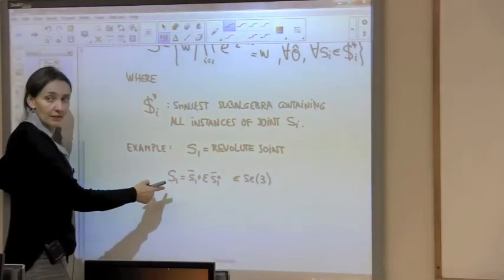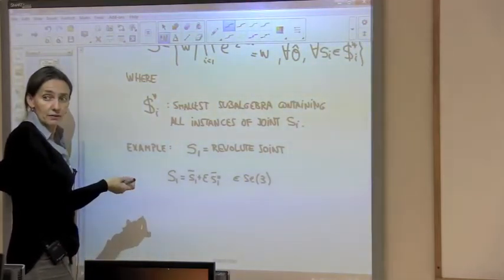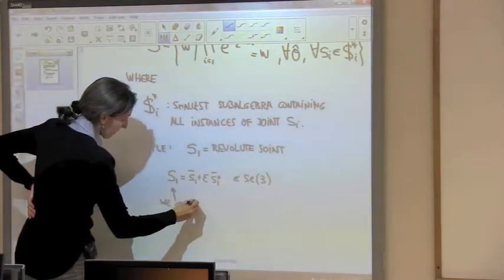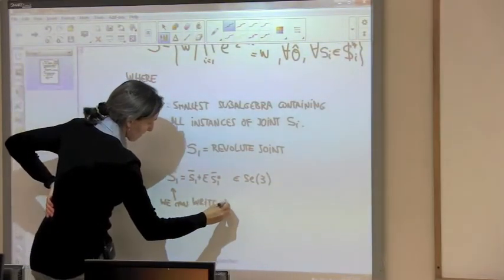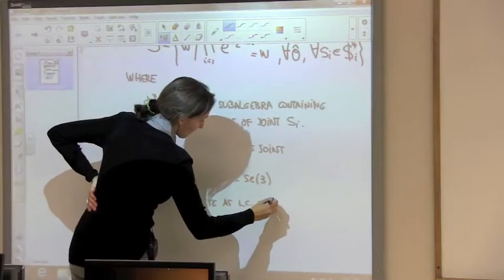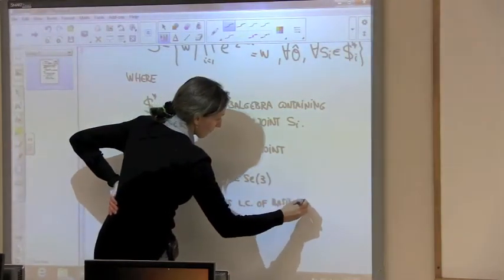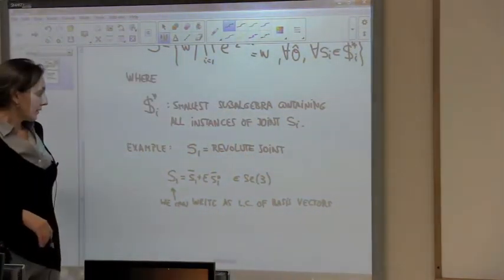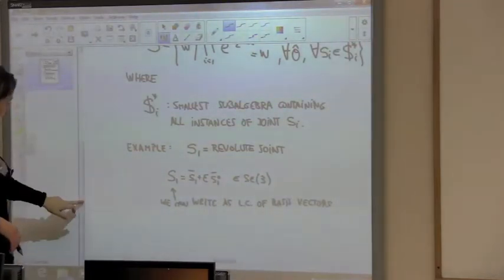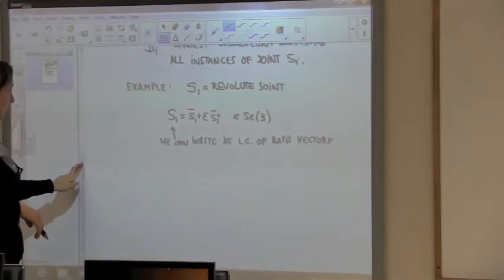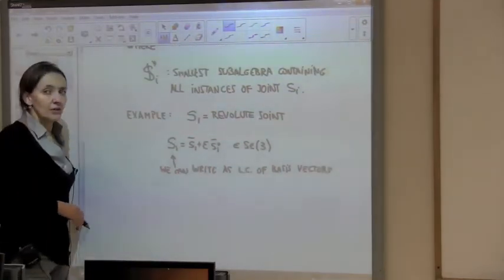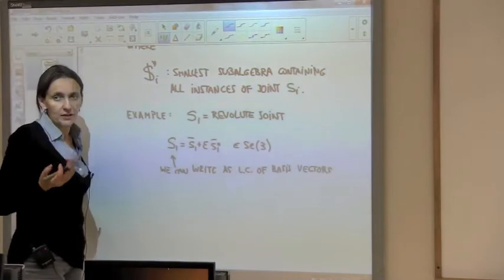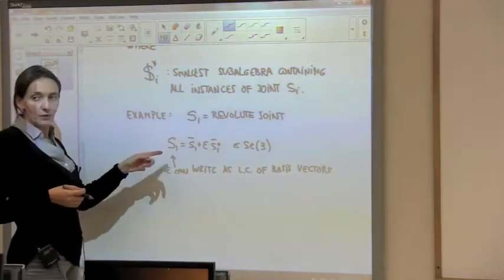So we can write this as a linear combination of our basis vectors. Remember those? So what is the smallest space that would contain, I'm not talking about the subalgebra, but a vector space, the smallest set containing all possible instances of this.